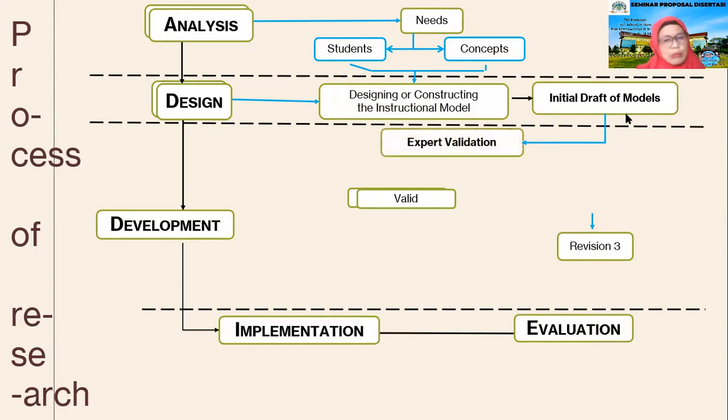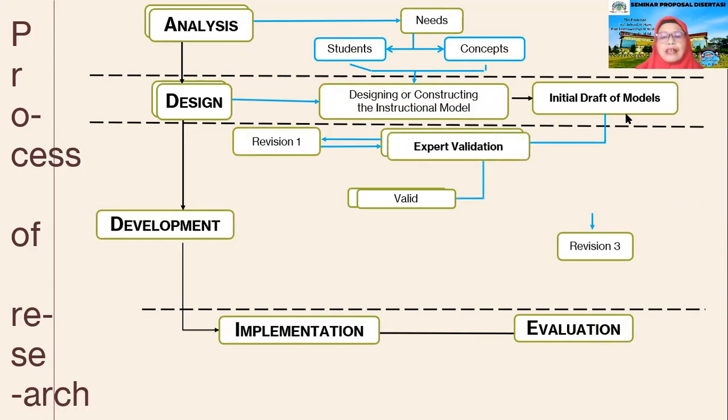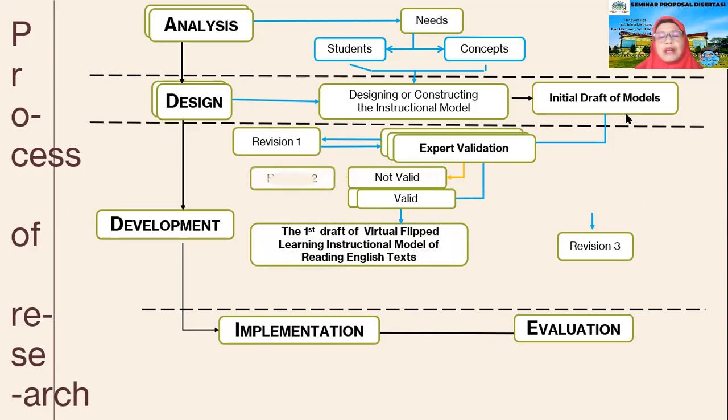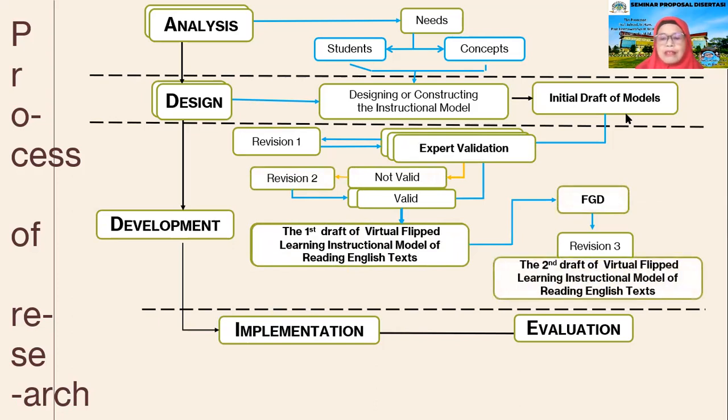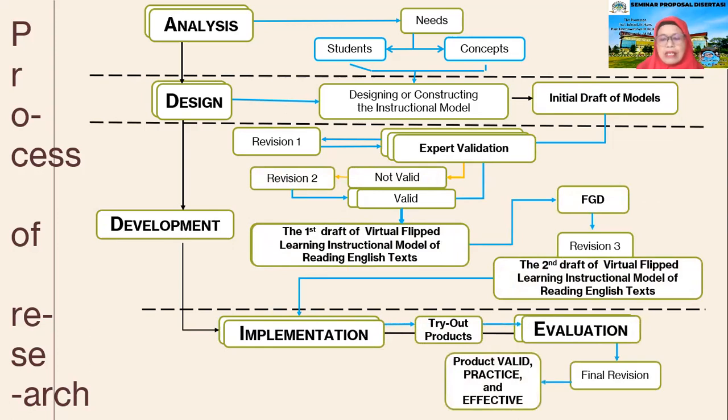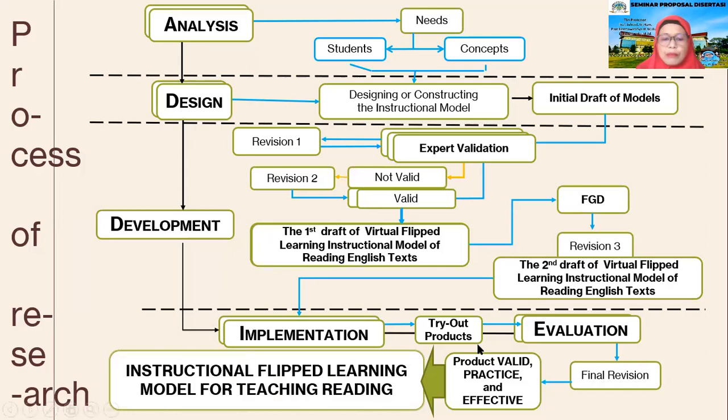And then expert validation, revision 1. After revisions, it goes to the expert again. If it is valid, it becomes the draft. If it is not valid, it goes to revision 2, the second revision, and then if it is valid, on to the draft of the model. Then the draft goes to focus group discussion, then to the revisions, and then to the second draft, and the next is implementation, trying out, and evaluation. After evaluation, doing the final revision, the product is valid, practical, and effective. I mean that the virtual flipped learning instructional model for teaching reading is ready.